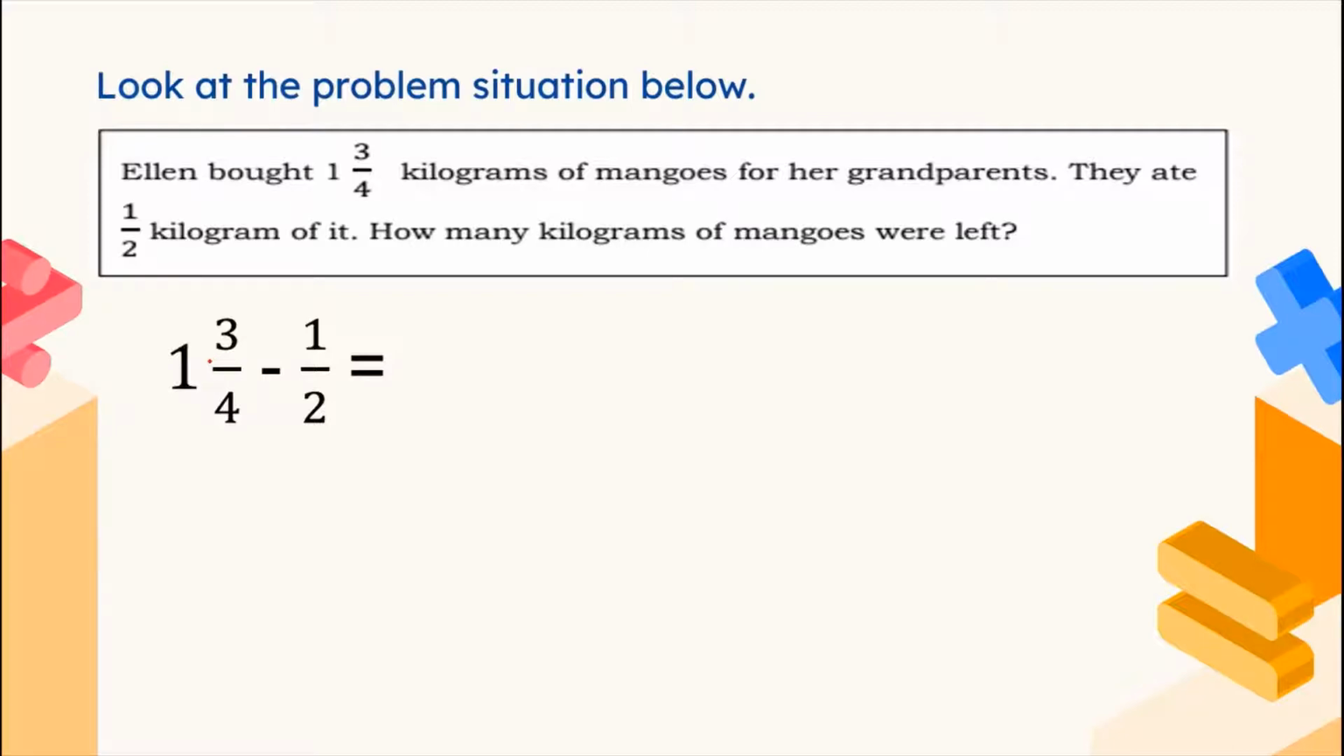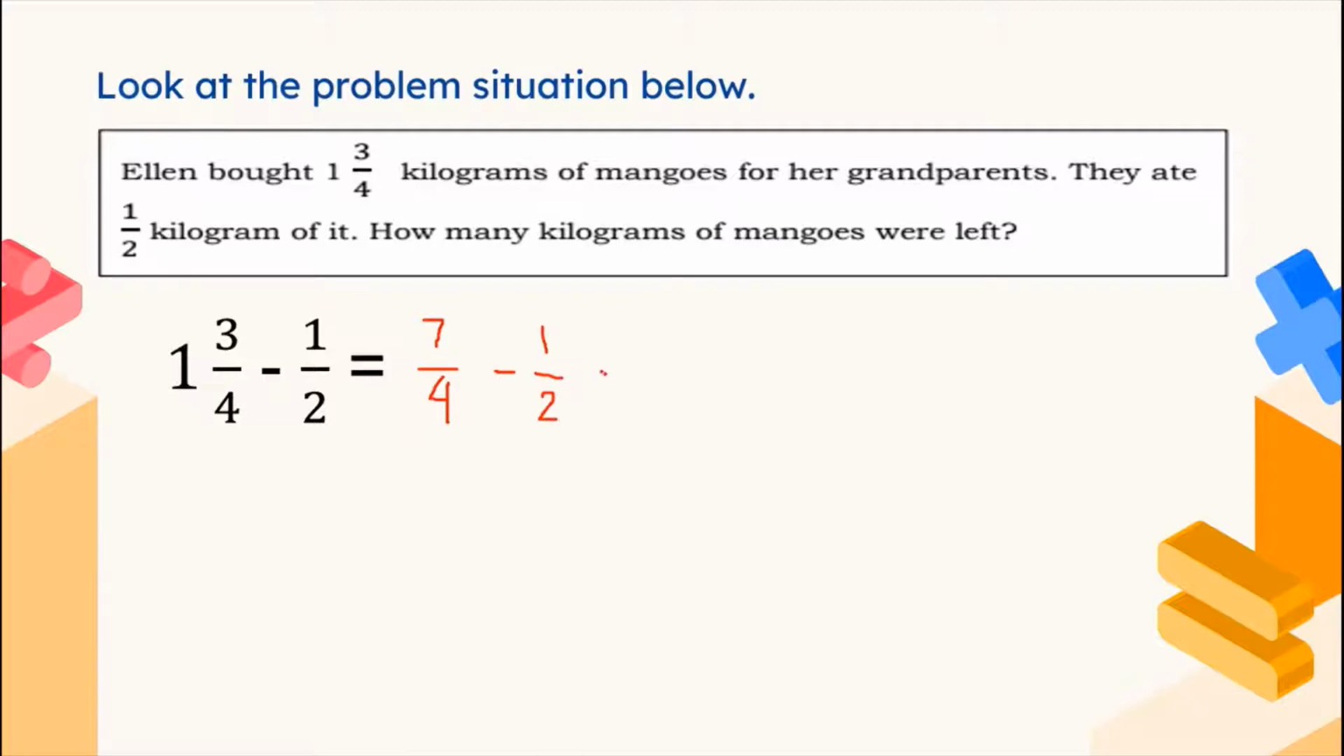And to change this one into an improper fraction, all we have to do is multiply 4 times 1, that is still 4, and then add the numerator 3. 4 times 1 is 4 plus 3, that is 7. And then just copy our denominator 4. Subtract it by 1/2.